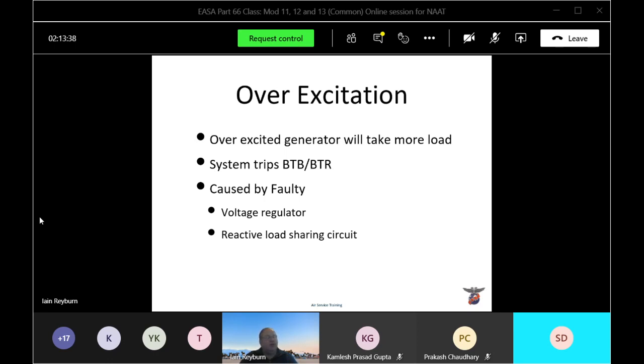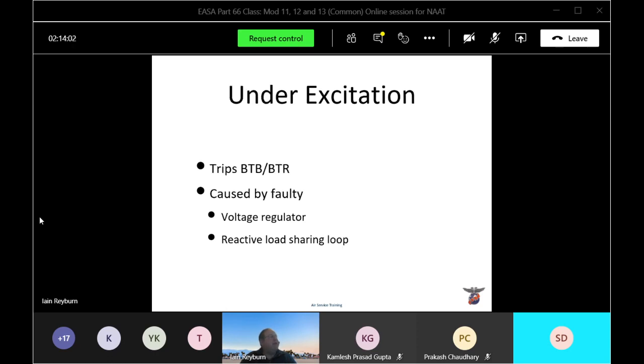So that's the first fault, overexcitation, usually caused by the voltage regulator. And if we're tripping or opening the bus tie breaker and the fault clears, it is the load sharing loop rather than the voltage regulator.